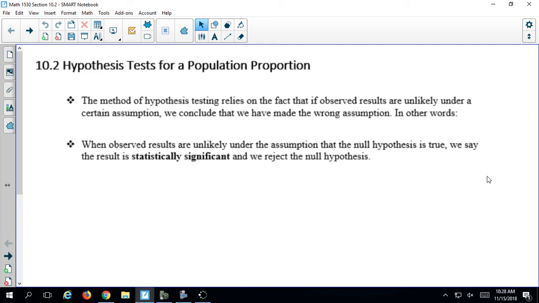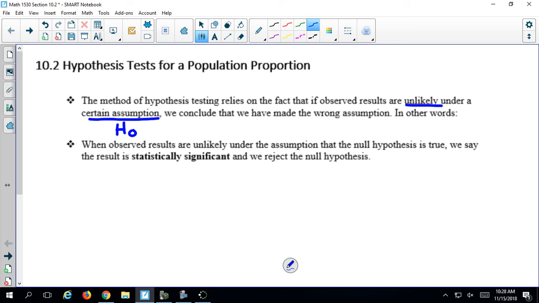So the method of hypothesis testing relies on the fact that if observed results are unlikely under a certain assumption, we conclude that we have made the wrong assumption. So the certain assumption is the null hypothesis. If something happens that's very unlikely, like getting 85 heads out of 100 coin flips, then we conclude we've made the wrong assumption. That means we reject the null hypothesis if that happens. So when observed results are unlikely under the assumption that the null hypothesis is true, we say the result is statistically significant. That's hard to say. Statistically significant, and we reject the null hypothesis.